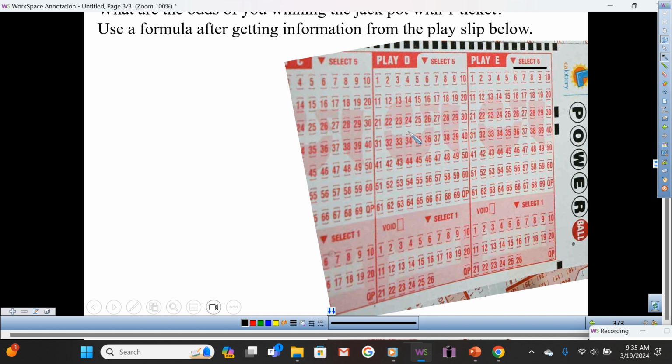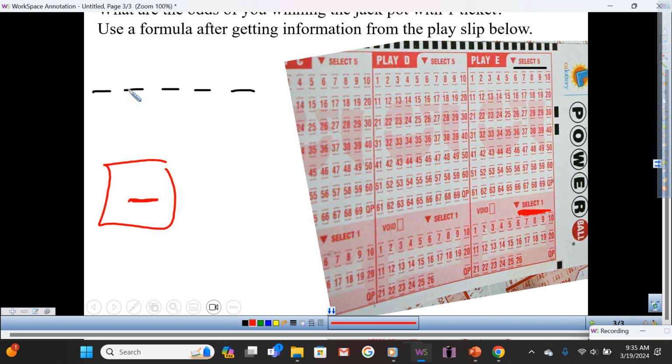Select 5. So first you select 5 numbers. Once you select 5 numbers, look what it says down here. Down here it says select 1. That's why it's called the Powerball. That's the Powerball number. So you first select 5 and then you select 1.